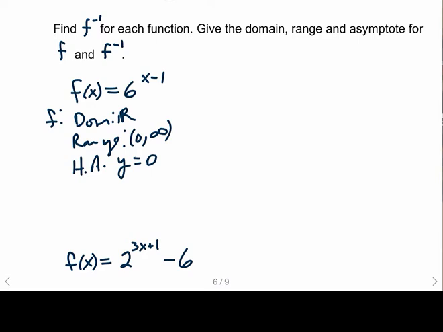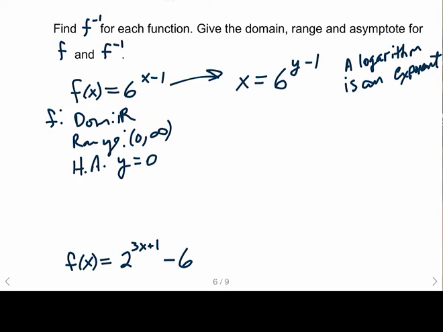To find the inverse, we're going to use the switch and solve technique, except it's going to be a little bit different. I'm going to write down x is equal to 6 to the y minus 1. Well, it's not different, just the concept is different. In this case, we have y in the exponent. And if you recall, a logarithm is an exponent. And so if I want to try to solve for y, then I'm going to use the inverse of an exponential.